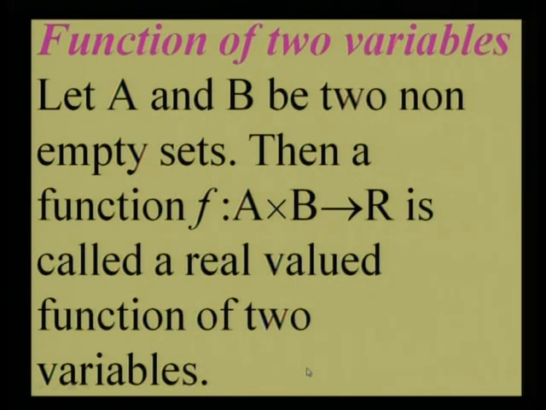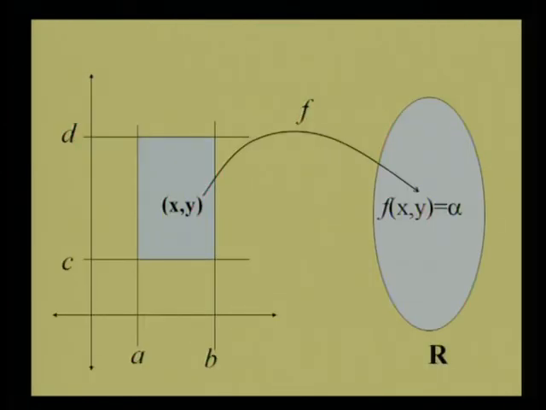function of two variables. Let A and B be two non-empty sets, then a function f from A cross B to R is called a real valued function of two variables. So, what is a real valued function of two variables? As you can see on your screen, generally the domain of a function of two variables we are going to take as a rectangular neighborhood.